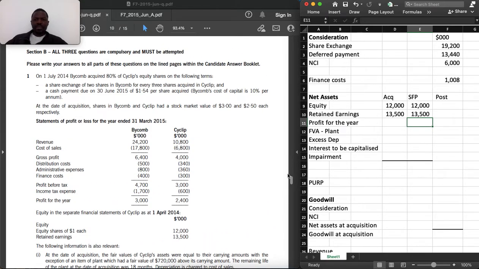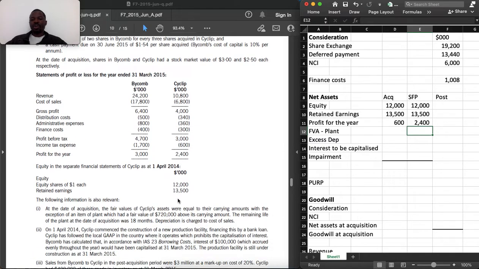So now we'll simply say at acquisition, that was before 3 months, April, May, June, before acquisition. So we'll simply say the profit for the year for the subsidiary is 2,400 multiplied by 3 divided by 12. We get the profit before at acquisition date. Then at year end, they remain as 2,400 like that.